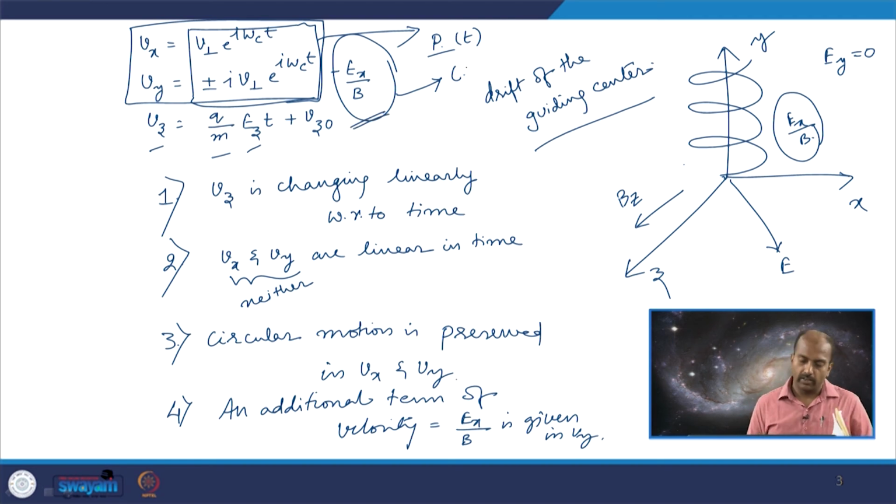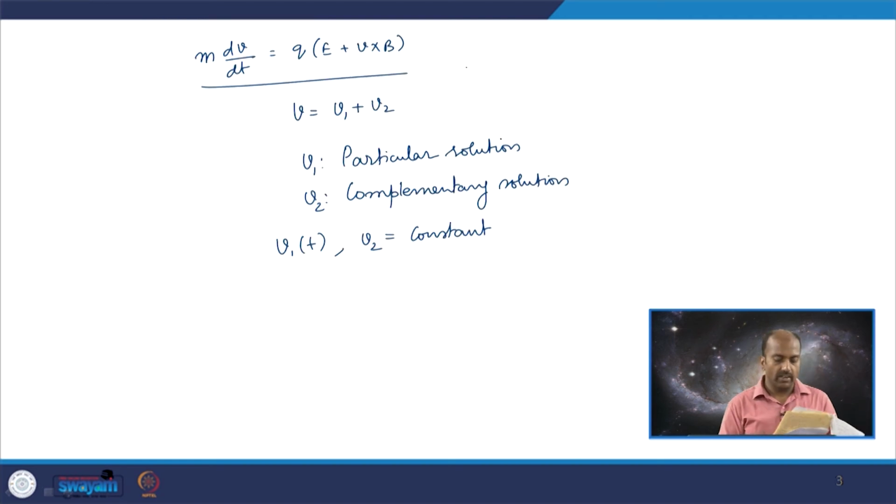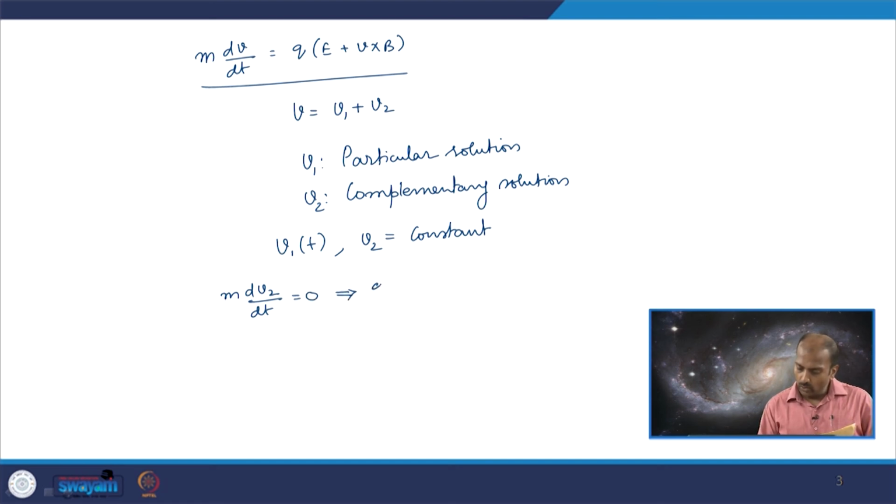As you see, the particular solution is very much dependent on the time, and the constant or the complementary solution is time independent. Now, generally if you have a differential equation as this, what is the standard method for you to obtain the complementary solution? The complementary solution is simply obtained by equating it to 0. That means by equating the RHS to 0, that is it. So, since we are dealing with only V2, m dV2 by dt is equal to 0, right. That implies q times (E plus V cross B) is equal to 0, right. So, I can write E is equal to minus V2 cross B.